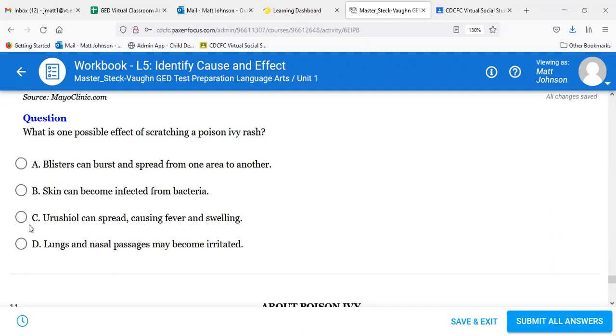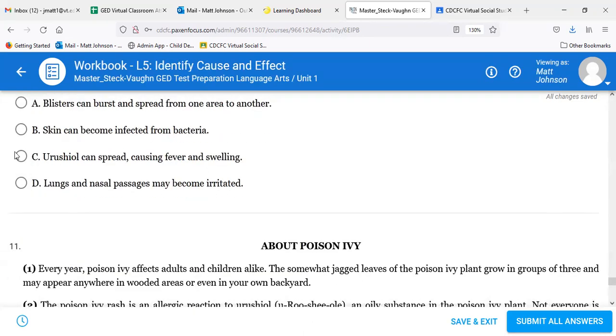I was always told, and I guess it's sort of like an old urban legend, that if you scratch it, it spreads, right? That's what I always thought. But apparently that's not the case. Whatever's coming out of it isn't going to actually spread it. So it's probably just because it's already on your hands. So anyway, B as in boy.